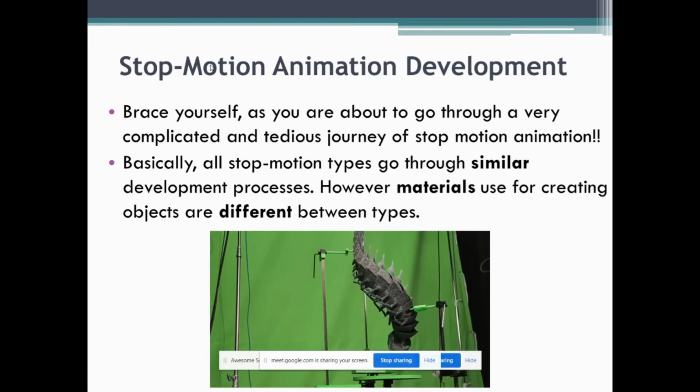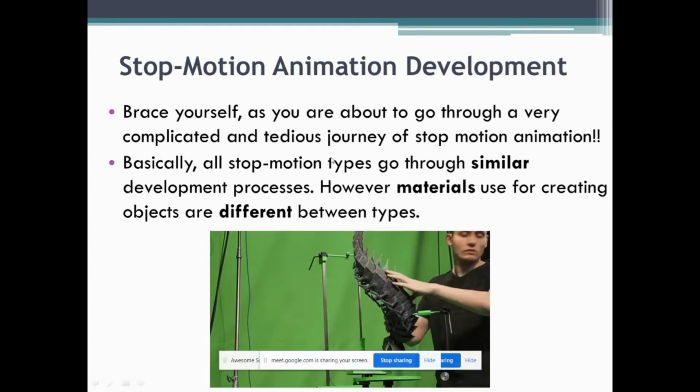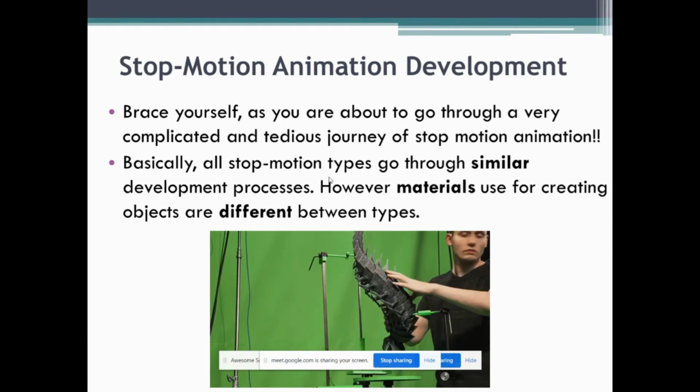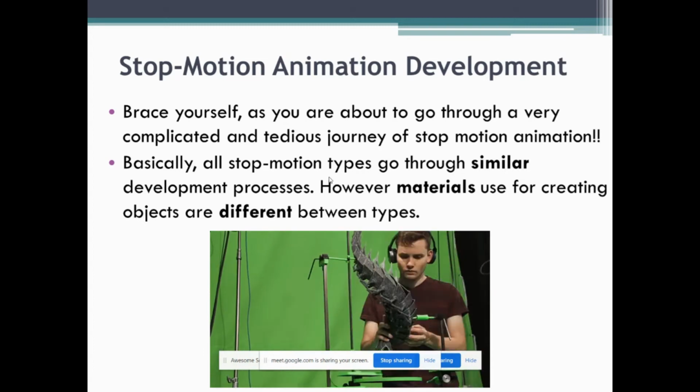Okay, basically all stop motion types, maksudnya tak kisahlah claymation, cut out or model animation, go through a similar development process. Maksudnya proses dia sama lah, cuma bahan je. However, materials used for creating objects are different. For example, for clay we use clay or plasticine, and for cut out we use paper. Model we use real world objects. But basically the process is the same, but the material is different lah.